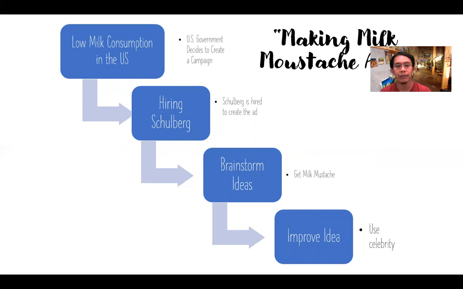First of all, there is a low milk consumption in the US. That is the first situation. Realizing that, the government decides to create a campaign. And then, after realizing that, they hire Schulberg. Schulberg is a good advertiser. He's a copywriter with an agency, and he is known to have created good brands.